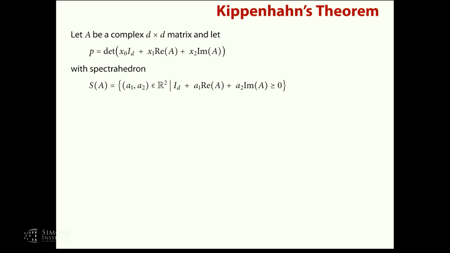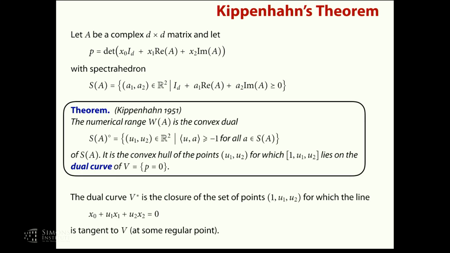So what is the statement of Kippenhahn's theorem? You start with your complex matrix, you split it into real and imaginary part, and you get a spectrahedron defined by these two Hermitian matrices. What Kippenhahn's theorem says, from 1951, maybe one of the oldest theorems involving hyperbolic polynomials in a way, is that the numerical range that we looked at before in the complex plane, if you identify it with R2, is the convex dual of this spectrahedron. And more precisely, it's the convex hull of the dual curve of the plane curve defined by this polynomial.